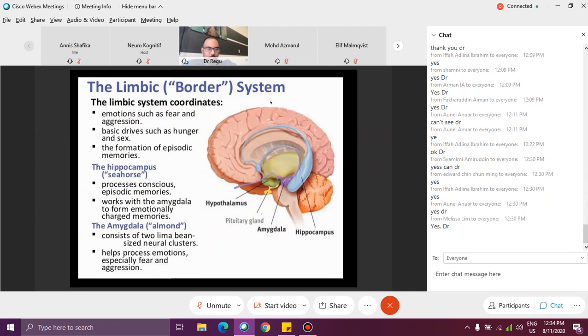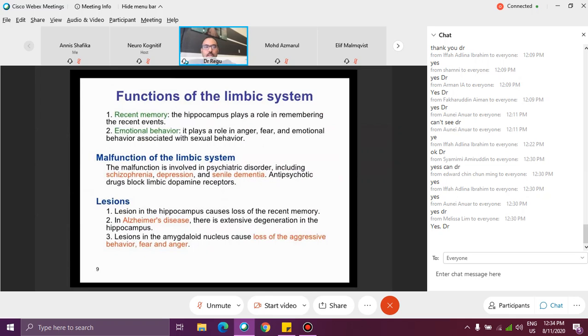Okay, this is a recap of what I just mentioned. So what is the function of the limbic system? Memory and emotion are essentially tied together. So that's why through the hippocampus, you remember events, and you remember happy events more than bad events because of the emotive component. Then there is emotional behavior. This is our behavior in response to our emotions, anger, fear, including sexual behavior, which is also part of the limbic system. If you have a malfunction of the limbic system, you can have psychiatric disorders, schizophrenia, depression, dementia, and sometimes if you have a lesion, you can have loss of memory depending on which part is affected.